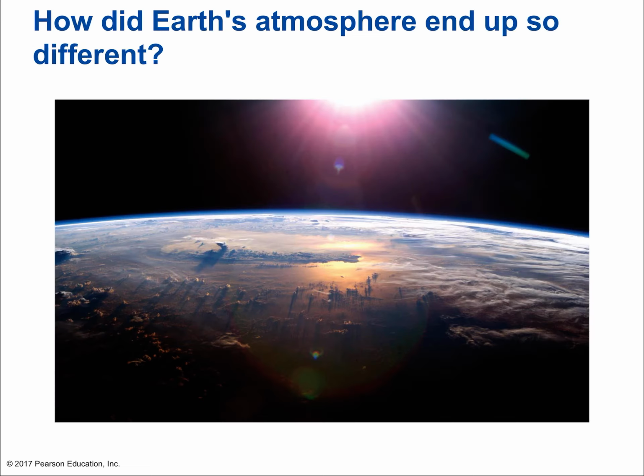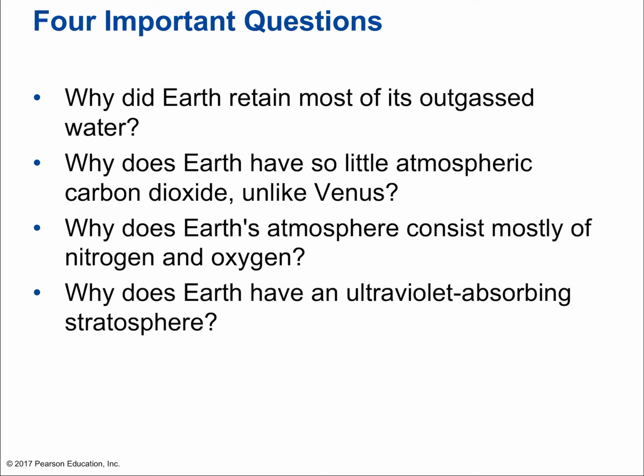All right? So why did Earth retain most of its outgassed water? These are four important questions, by the way. Why does Earth have so little atmospheric carbon dioxide, unlike Venus? Why does Earth's atmosphere consist mostly of nitrogen and oxygen? And why does Earth have an ultraviolet absorbing stratosphere? Because that's very unique to Earth. I mentioned in the previous video, Earth is the only terrestrial planet that has the ultraviolet absorbing stratosphere.